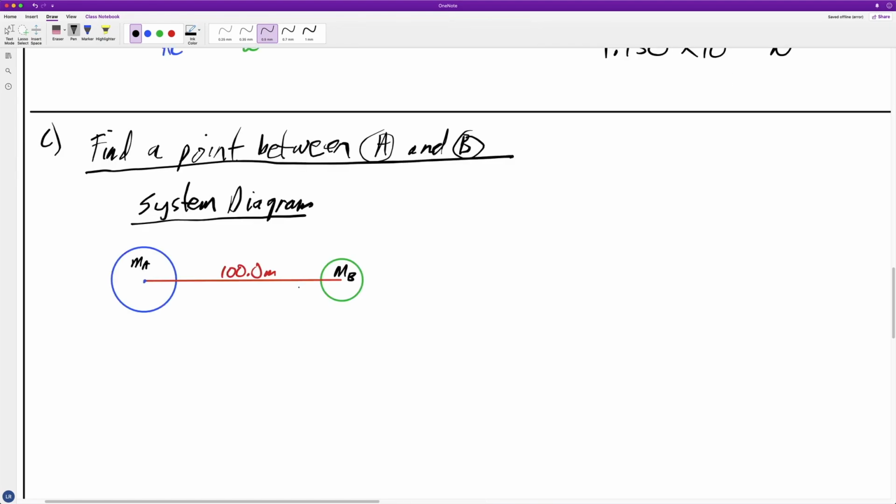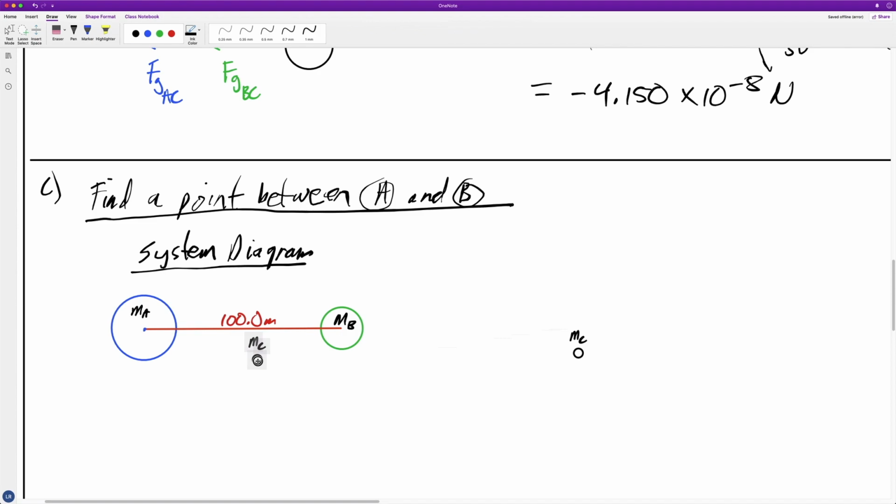So now with this setup, MA and MB, the two asteroids, are still located 100 meters apart. The next question is, where do we place our third object, MC, so that F net is equal to 0? And for that to occur, the force from A must be balanced out by the force from B. So let's consider this.